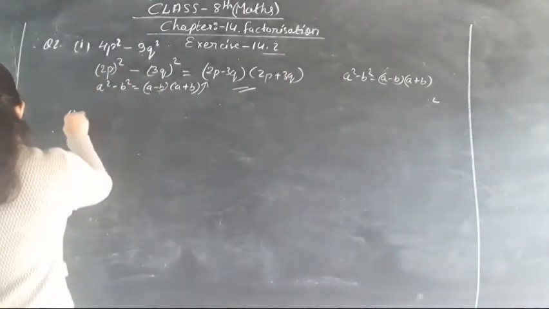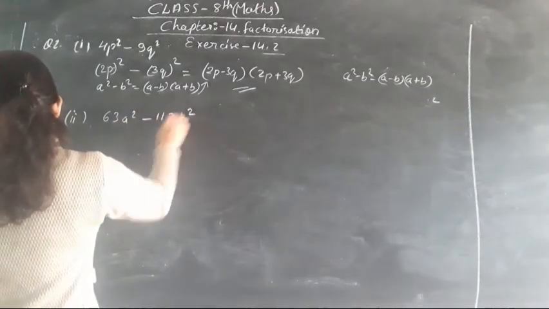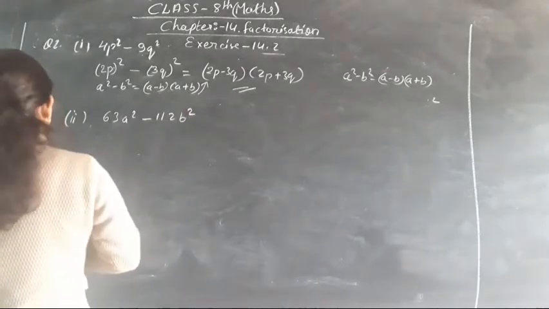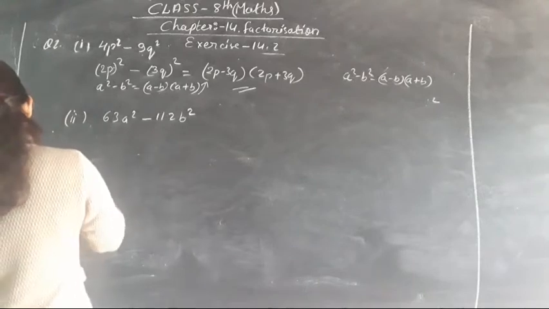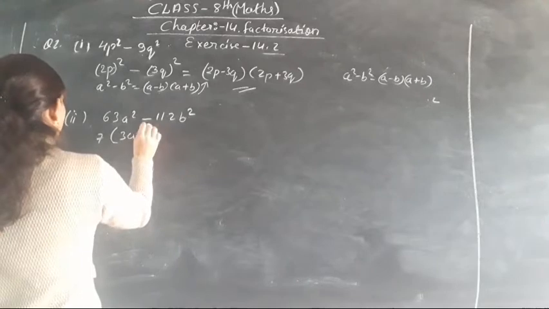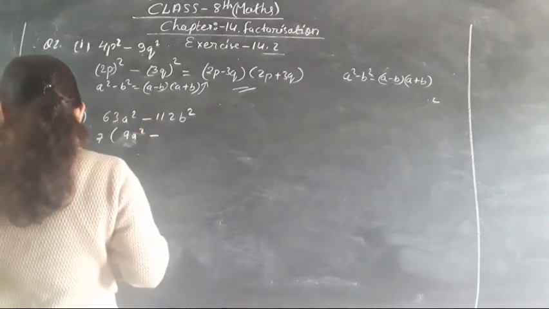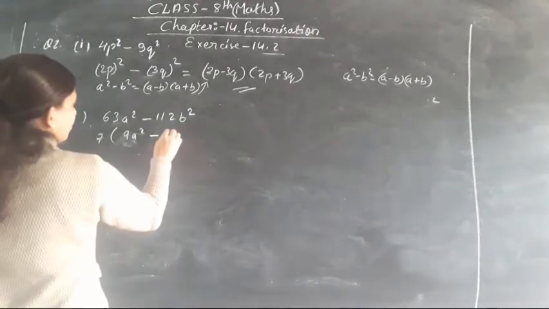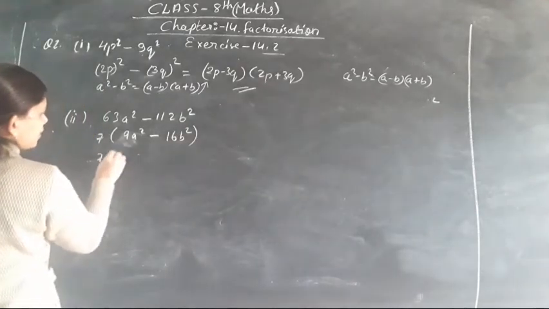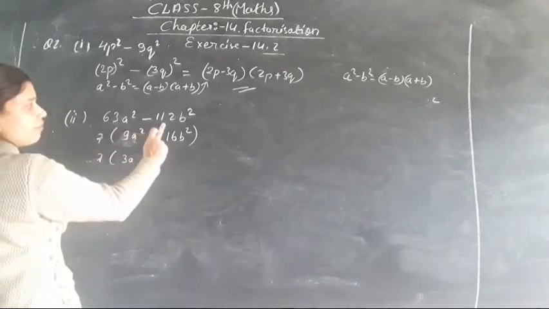Moving toward the second part of the question, what is 63a square minus 112b square? This is the question we are having. So using the identity, can we take 7 as a common here? So it will become 7 into 9a square minus 16b square, isn't it? So this will be equation. 9 can be written as 63 and 112.